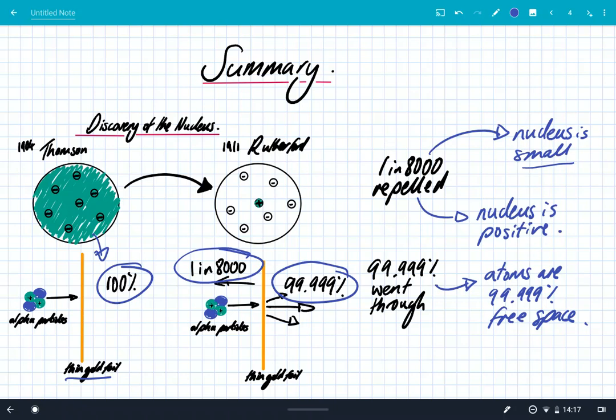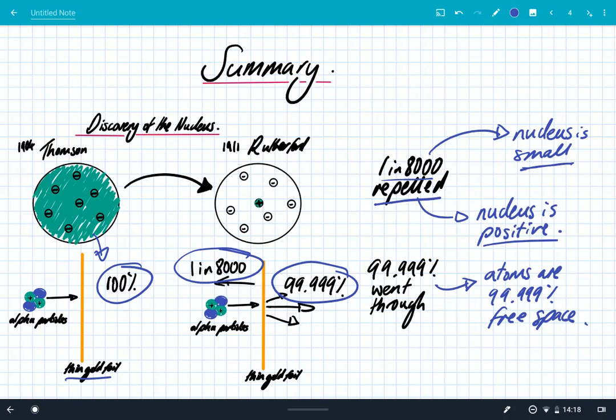The fact that only 1 in 8,000 came back proved the nucleus must be small. The fact that the alpha particles were repelled proved that the nucleus must be positive, because positive alpha particles are repelled by the positive nucleus. And the final fact, the fact that 99.999% went straight through, proved that atoms are 99.999% free space. And because everything in the universe is made of atoms, that means everything is mainly free space. It was a really groundbreaking discovery.